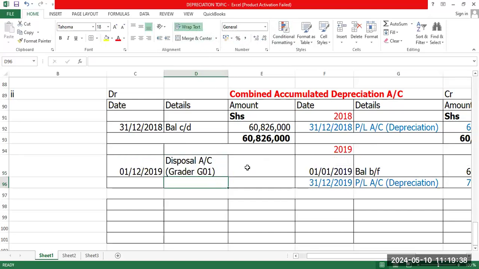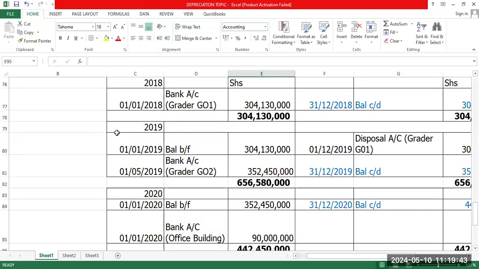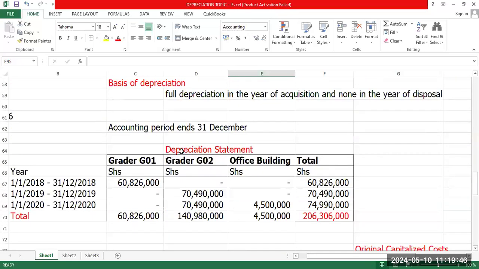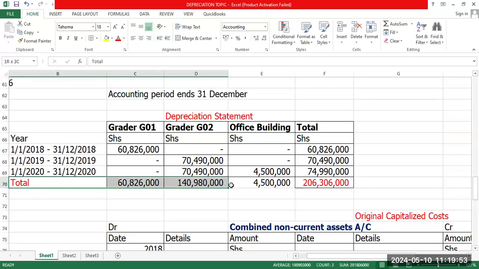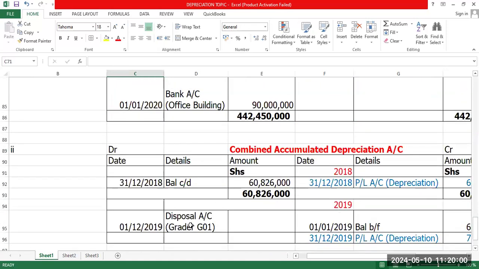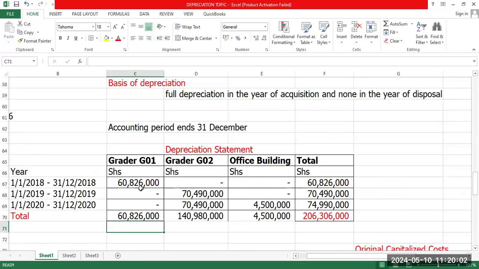Perfect. And now, what are you going to record here? You will come here to your depreciation account statement. Now you consider what you have down. That is the reason why we created this. So it means that once you dispose of your asset, you are going to come here. It means that by the time you're disposing of your asset, this is the total depreciation for that asset.